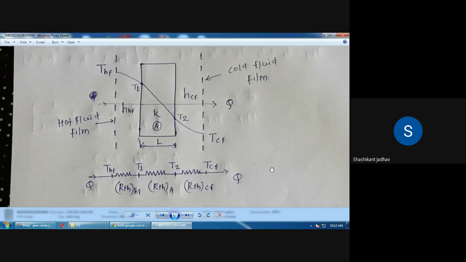So same boundary conditions are here. Whatever equation we have derived in that derivation, same conditions are there. Temperature difference is T1, T2. Thermal conductivity is K, thickness is L. So same equation we have to use here. Q is equal to K into A into T1 minus T2 divided by L.